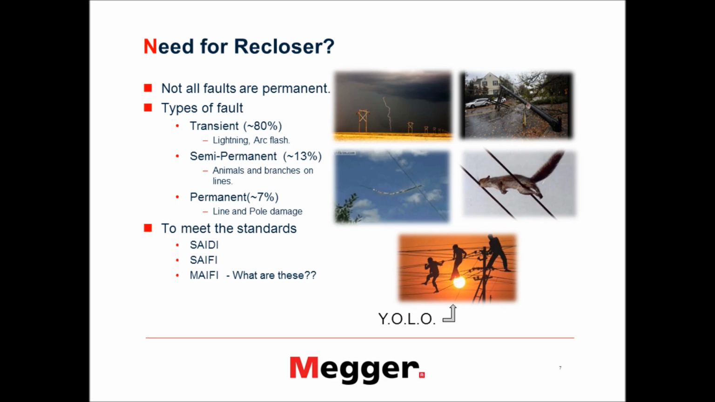Now we are going to move to why we need reclosure in your system. Well, first of all, when we talk about faults, not all faults are damaging the system or permanent faults. Some are transient faults. As you can see in the slide, almost 80% of the faults that occur in our system are transient faults, which are only there for a couple of cycles or a couple of seconds, and then disappear, like lightning or arc flash or something like that.